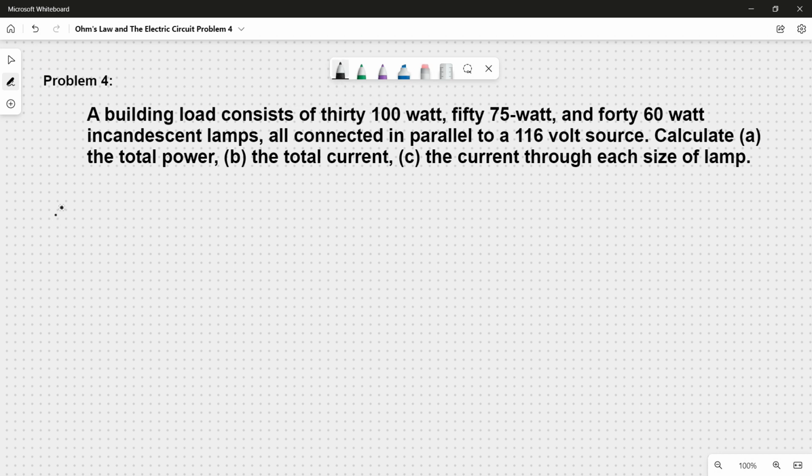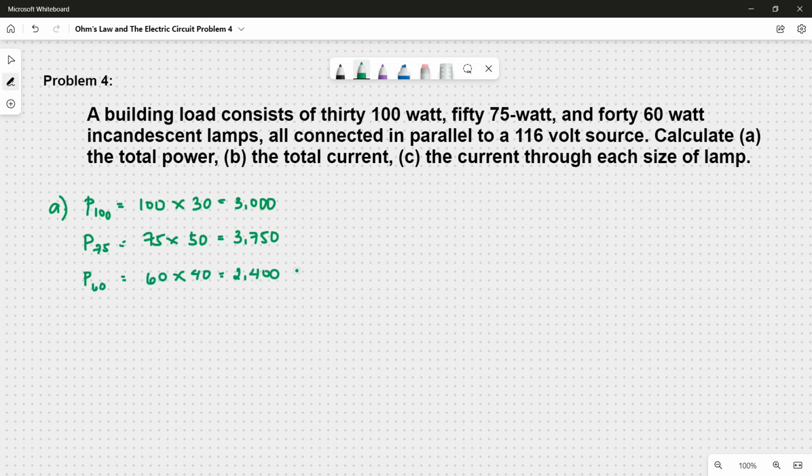To calculate the total power, let's multiply each given size by the number of pieces of lamps. For the 100-watt lamp, we have 30 pieces, and that's 3,000 watts in total. For the 75-watt, we have 50 pieces, which is a total of 3,750 watts. And lastly, for the 60-watt lamp, we have 40 pieces of it, so that's equal to 2,400 watts. Now we are going to add these three, and we'll get 9,150 watts total power.